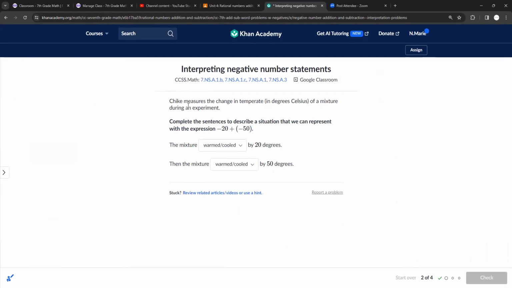Chike, I don't know how to say that name, sorry. Chike measures the change of temperature. Complete the expression. Okay, so it looked like it cooled down 20 and then it cooled down 50.